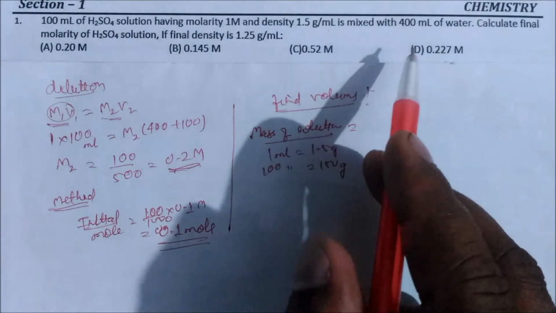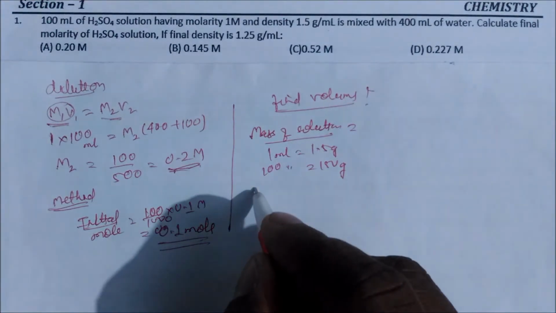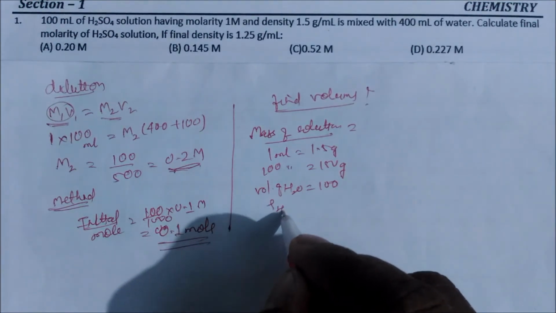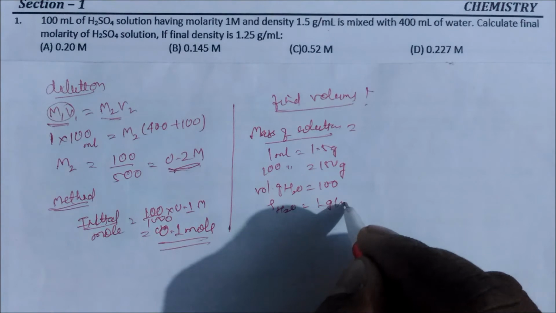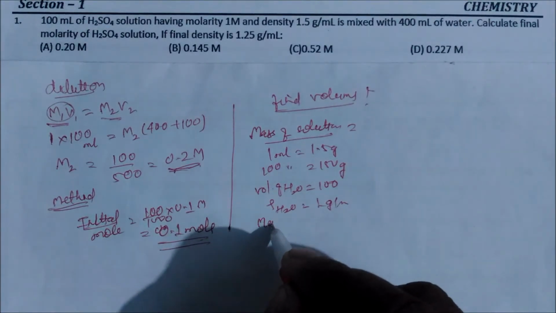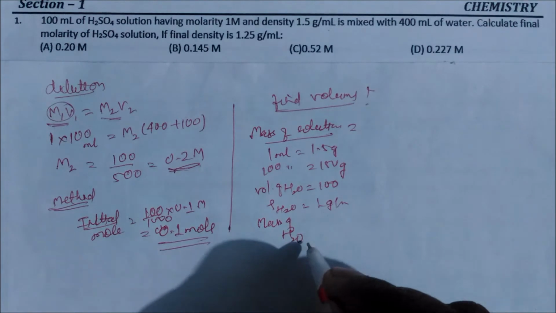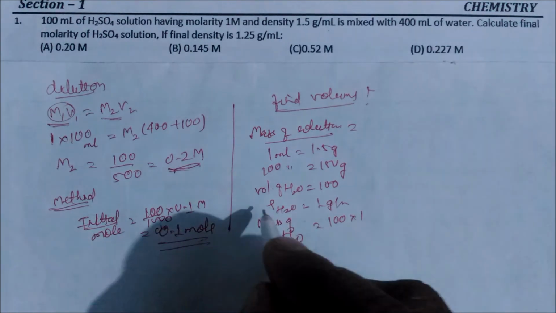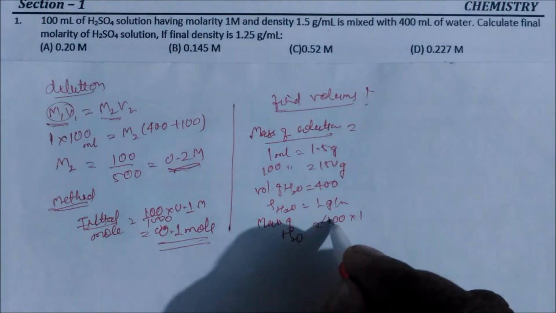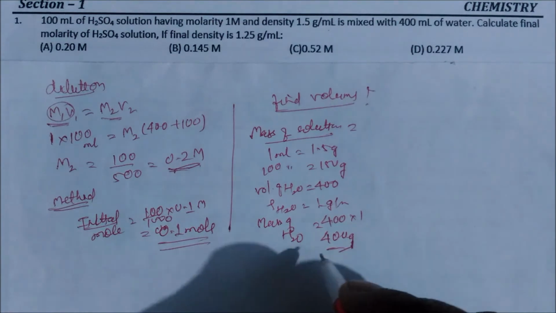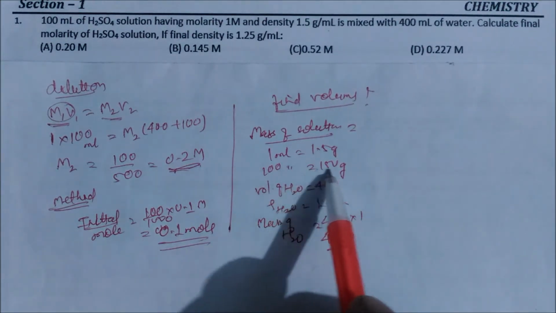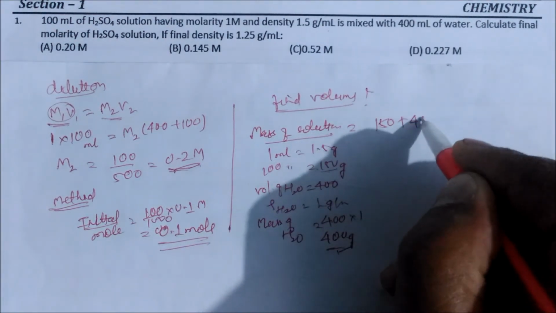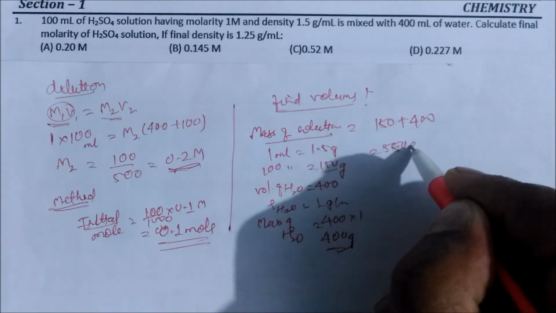Similarly, the water is 400 ml, and you know the density of water is 1 gram per ml. So the mass of water will be 400 into 1, which is 400 gram. The total mass of the solution will be 150 plus 400, so in total we get 550 gram.